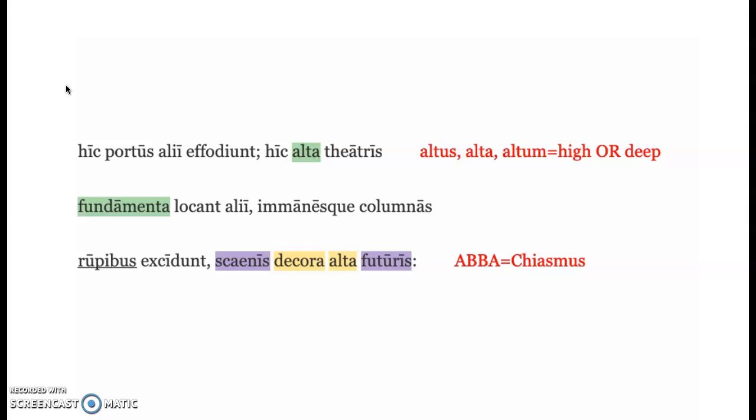Hic portus alii effodiunt, hic alta theatris fundamenta locant alii, immanesque columnas rupibus excidunt, scaenis decora alta futuris. Here some dig out a harbor. Here others place deep foundations for theaters, and they cut out huge columns from the rocks, lofty decorations for future stages.